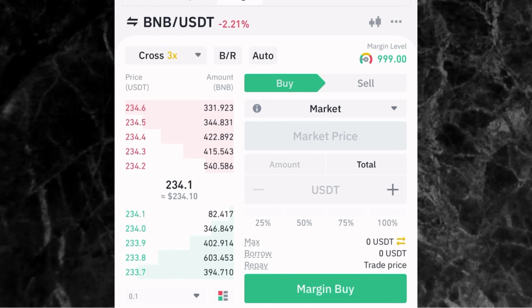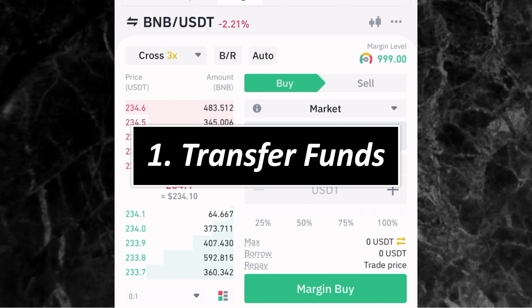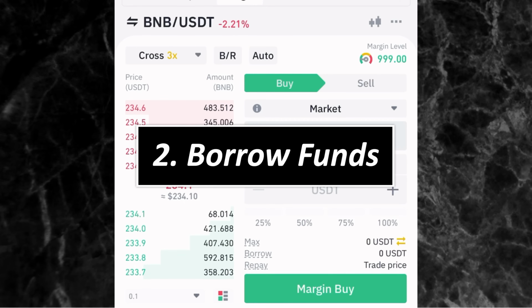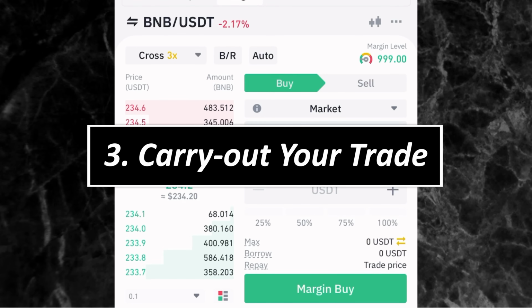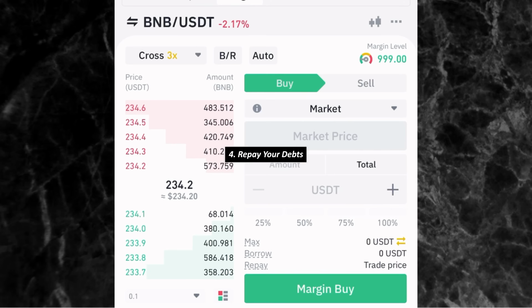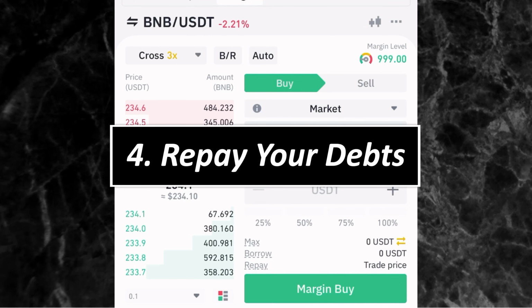Now, there are basically 4 steps to margin trading on Binance. The first step is to transfer your funds to your margin wallet. The second step is to borrow funds. The third step is to carry out your trade. And then the last step is to repay your debt.